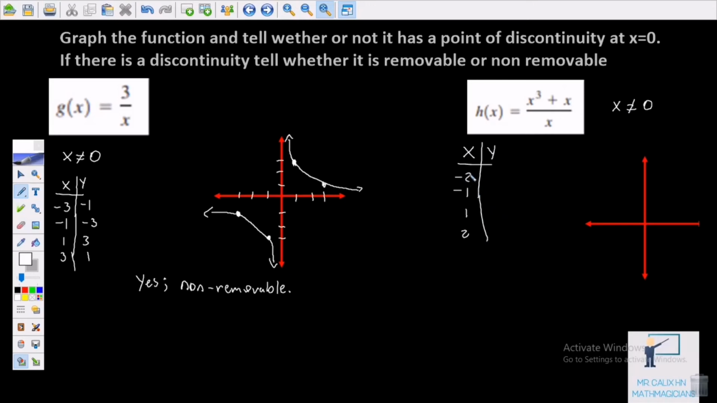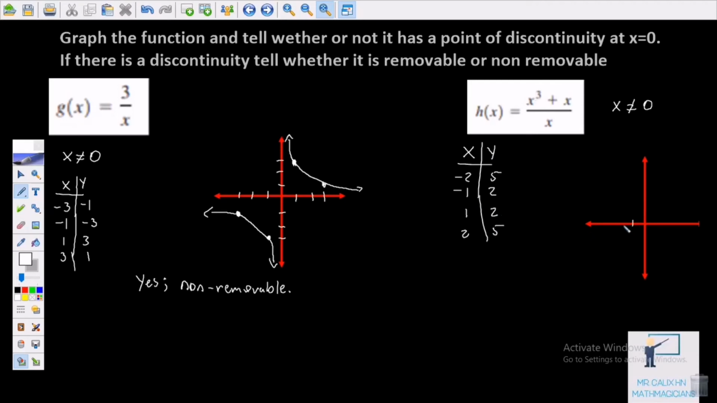If we substitute -2 in every x that we have here, -2 to the cubic power plus -2 over -2, the answer would be 5. If we substitute -1 in every x, the answer would be 2. If we substitute 1 in every x, 1 to the cube plus 1 over 1, the answer again is 2. And if we substitute 2 in every x, the answer would be 5. Once we have this, we're going to make our graph.